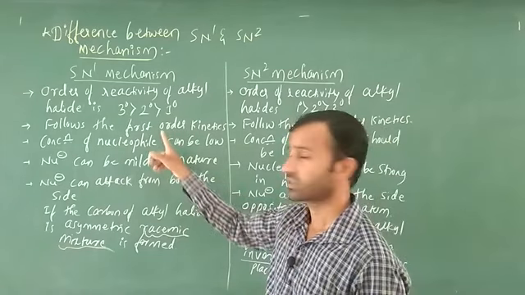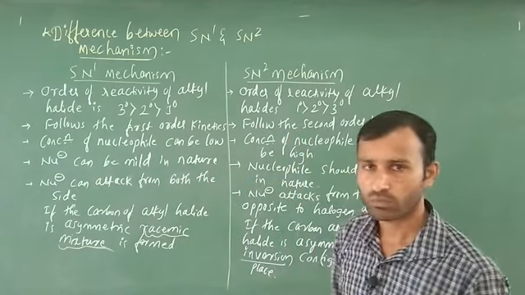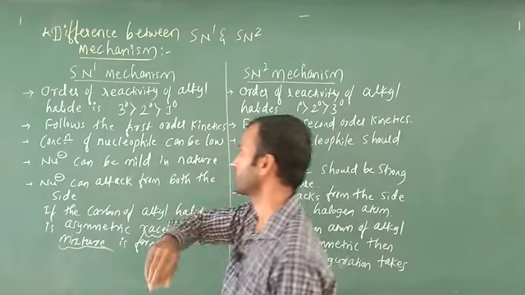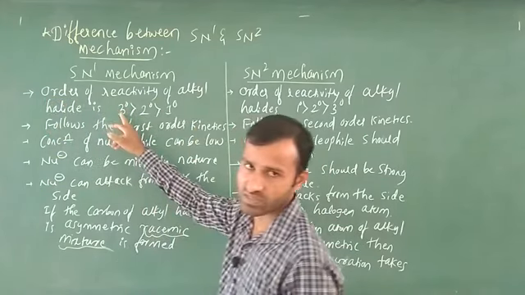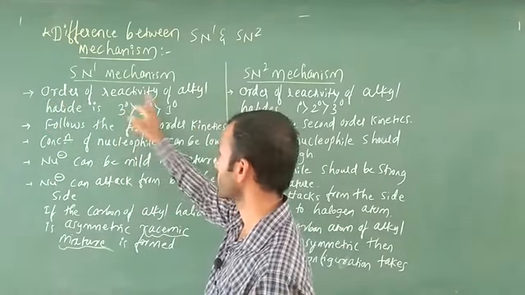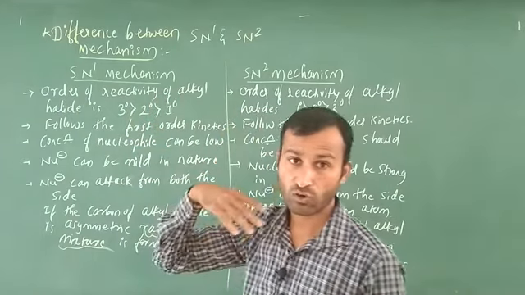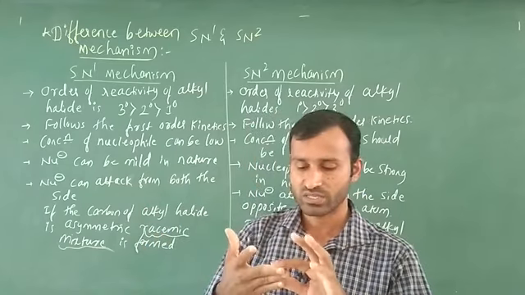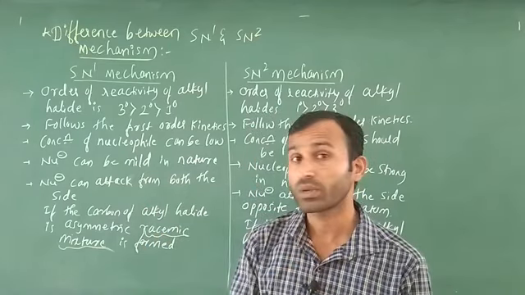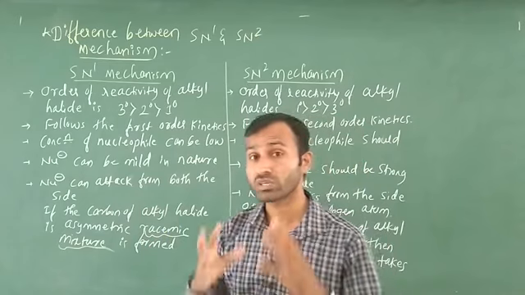Okay, that is the only one reactant, that is tertiary butyl bromide or chloride. That is what is most important. Just see here, the order of reactivity of alkyl halide. In this case, what is the order of reactivity? Primary is there, secondary is there, tertiary is there. Out of these, which is more reactive in SN1? The tertiary is the most reactive.